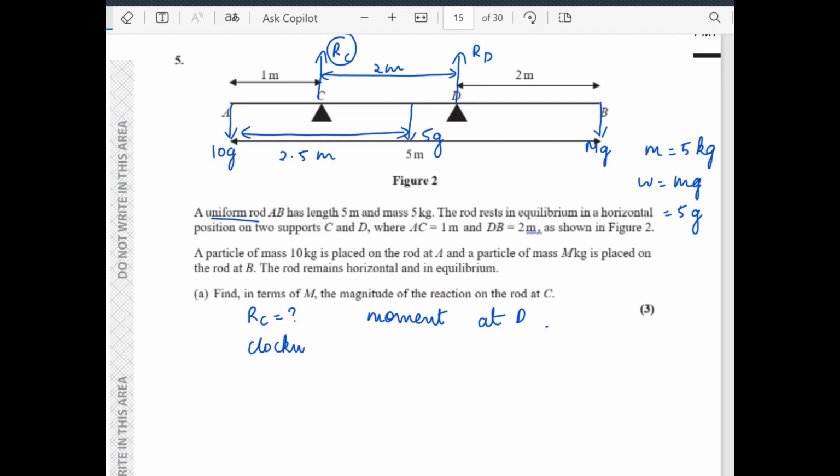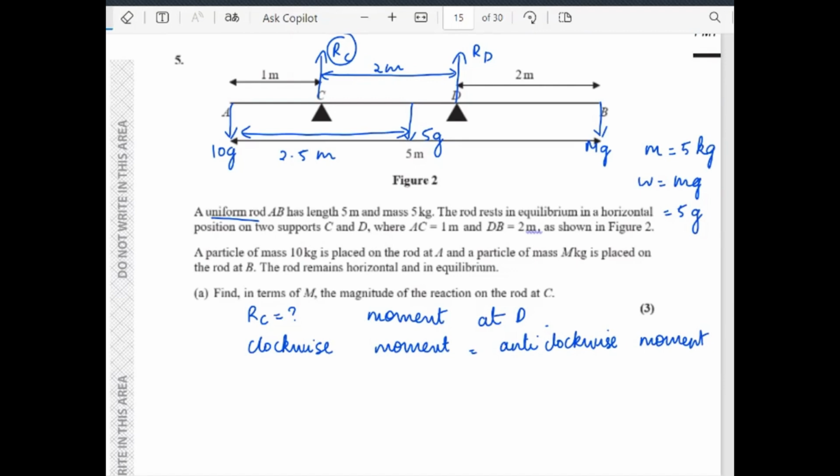So you can write clockwise moment is equal to anti-clockwise moment. Let's see the direction of all the forces acting here. The moment at D is what we are considering. 10g is going anti-clockwise. Moment is force multiplied by the distance. So force is 10g multiplied by the distance from A to D. It is 1 plus 2, that is 3.